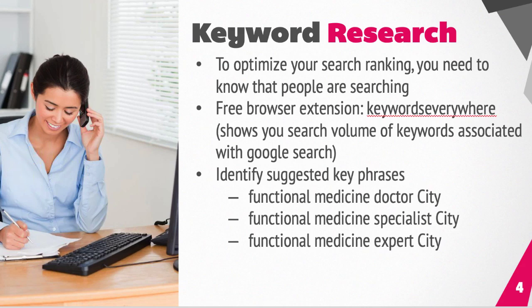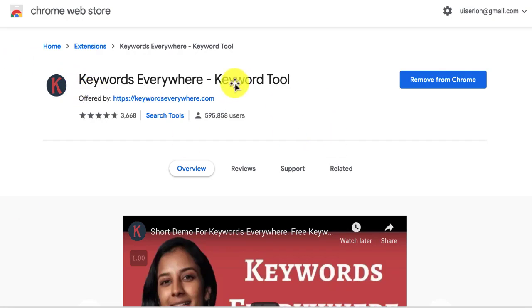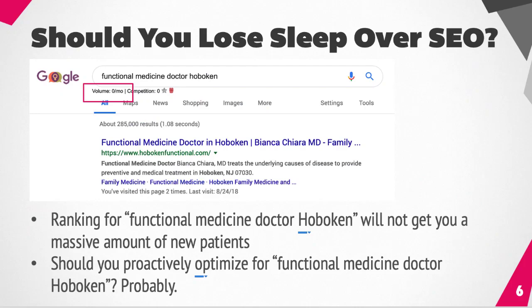And then obviously, as I said before, you install the Keywords Everywhere keyword tool in Chrome. And then once you have that installed, you can type in various search phrases and see what the monthly volume is, and then make a decision whether you want to actually optimize your website for that keyword.